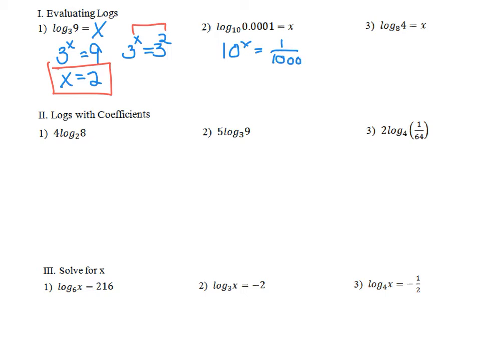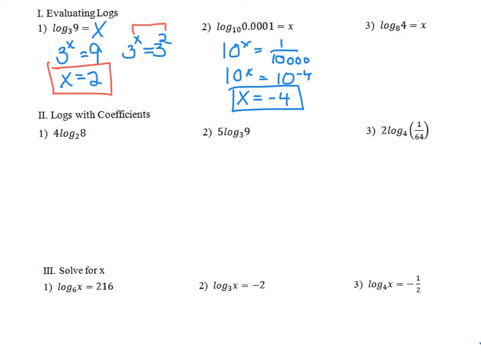I'm sorry, 1/10,000th. So therefore, I see that I can rewrite this, and I've got 10 to the x is equal to 10 to the negative 4th power. So that tells me that x must be equal to negative 4 in this example.